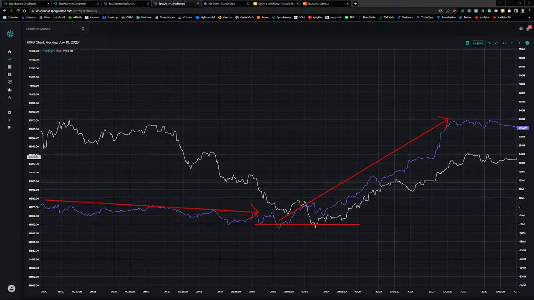And Michael asks, is your Hero chart provided by Bookmap? And no, it's not. It's provided by SpotGamma. So this is something that I use, Bookmap and SpotGamma. And SpotGamma is entirely separate from Bookmap. You can go to spotgamma.com to find out more.